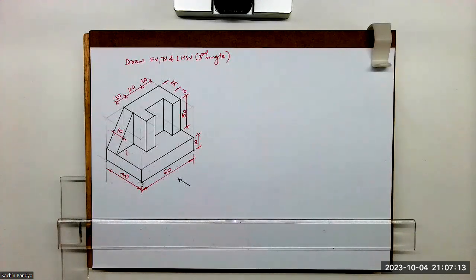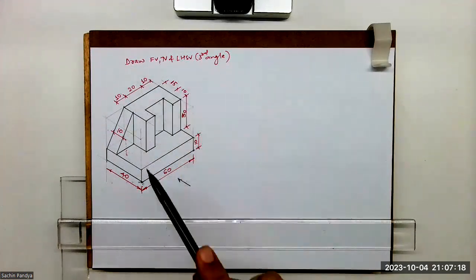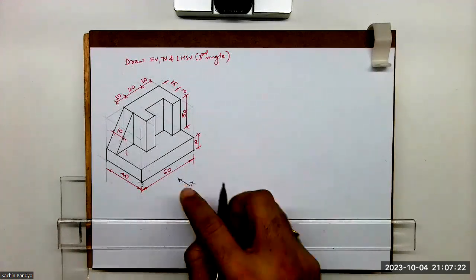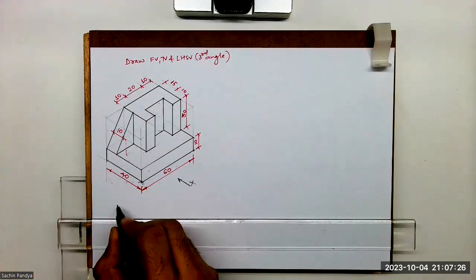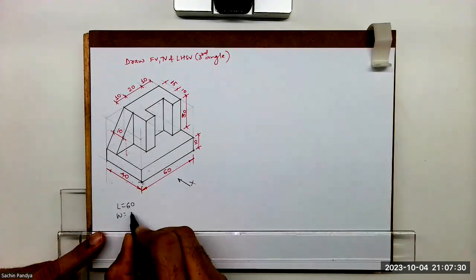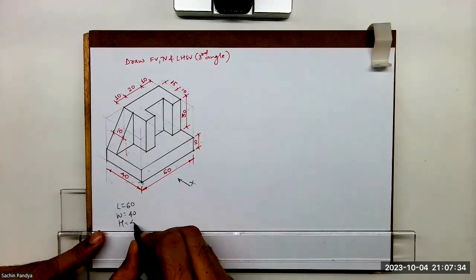Welcome to Technical Drawing. Today we're going to learn how to draw front view, top view and left hand side view of this object in third angle. Observer is watching it from this direction, direction X. So first we'll see length, width and height. So length is 60, width is 40 and height is 10 plus 30, 40.